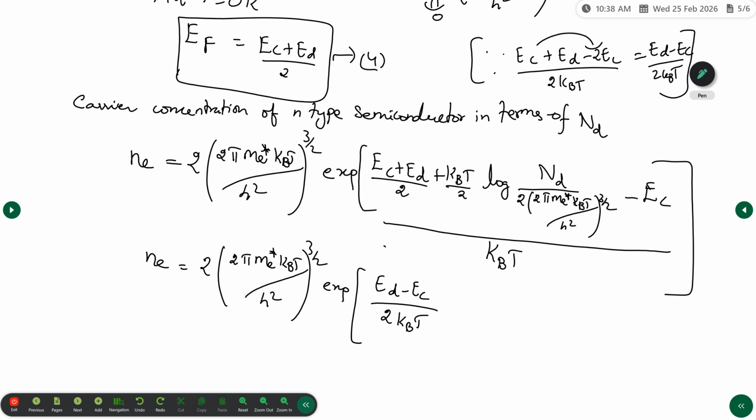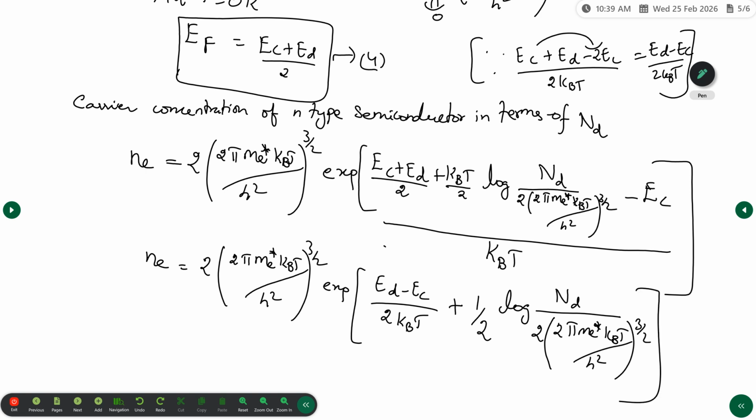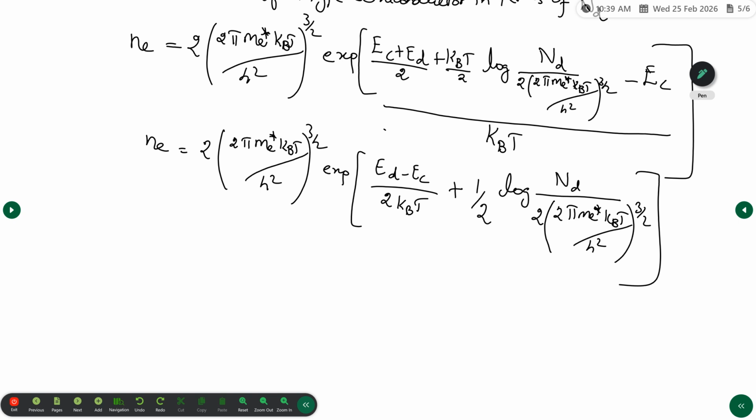Then plus, this KBT and this KBT will get cancelled. So 1 by 2 log ND divided by this term 2 pi ME star KBT by h square power 3 by 2. That thing we have already done as LCM, so this term will exist.